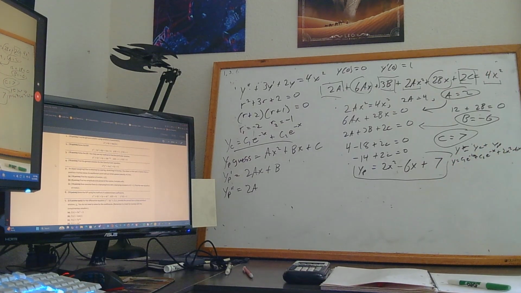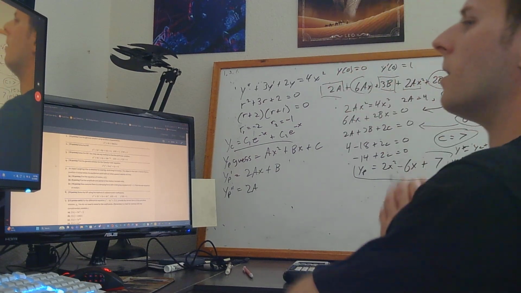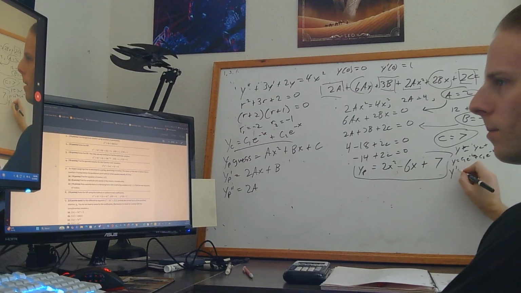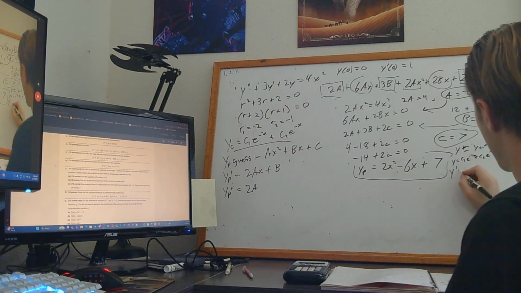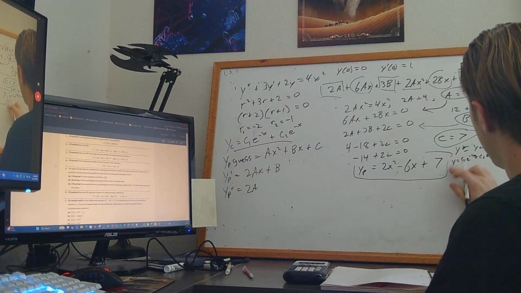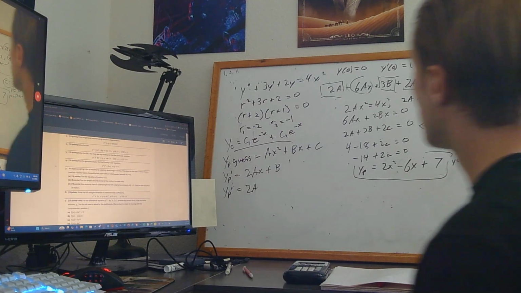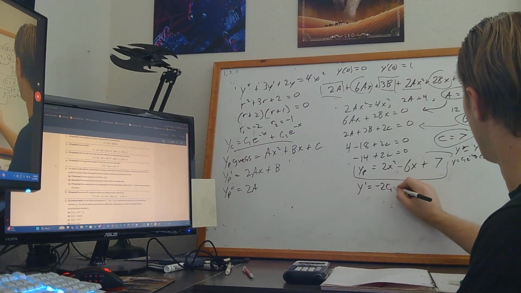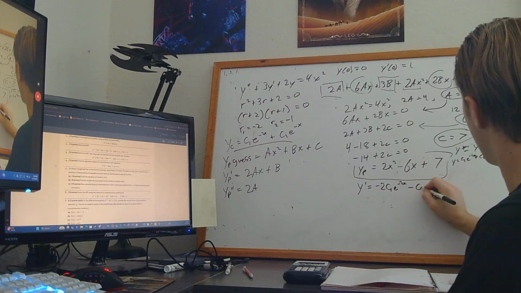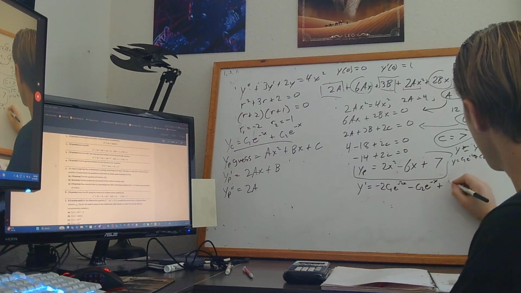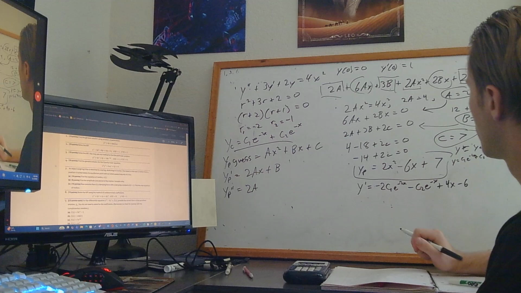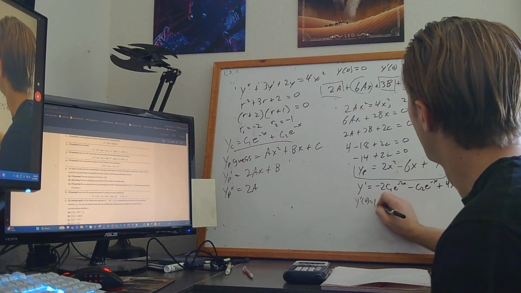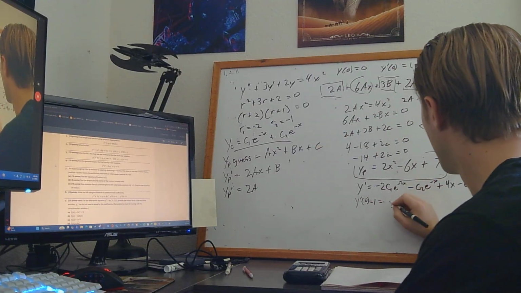Okay, now we're going to solve for C1 and C2 using our initial conditions. So I'm going to find y prime. Can you even see that? Well, I'll move out of the way. So y prime equals minus 2 C1 e to the minus 2x minus c2 e to the minus x plus 4x minus 6. Equals 1, right? Okay.